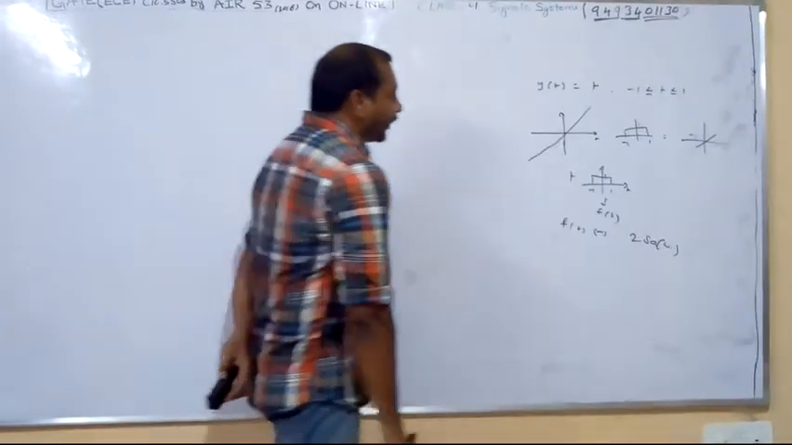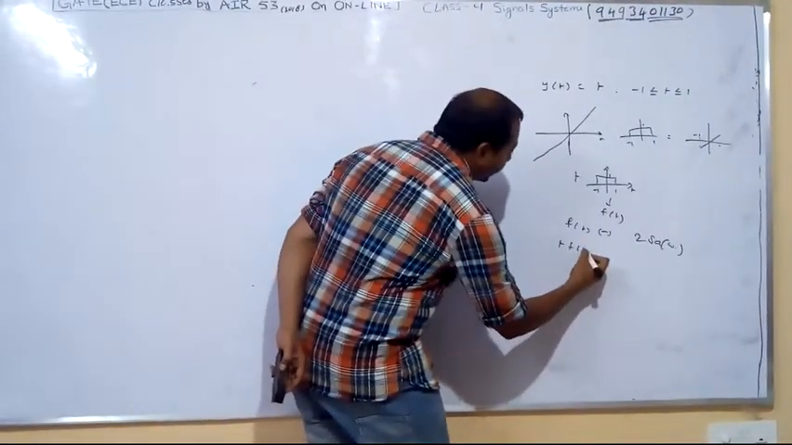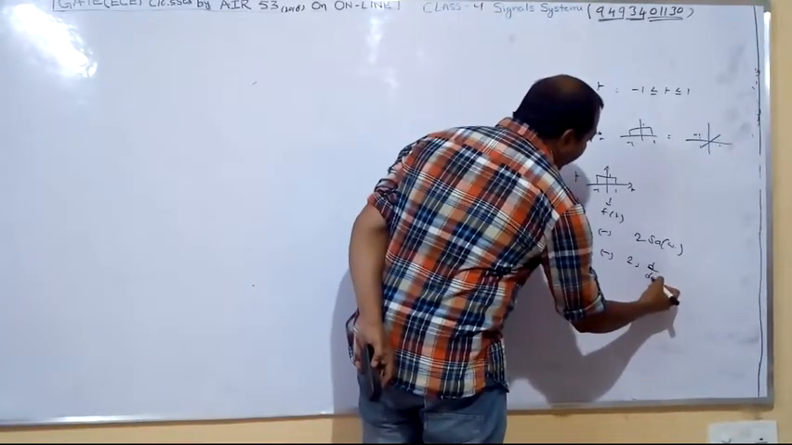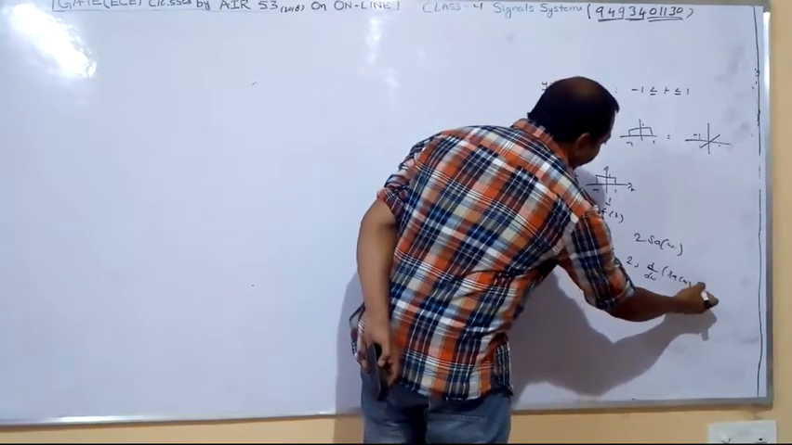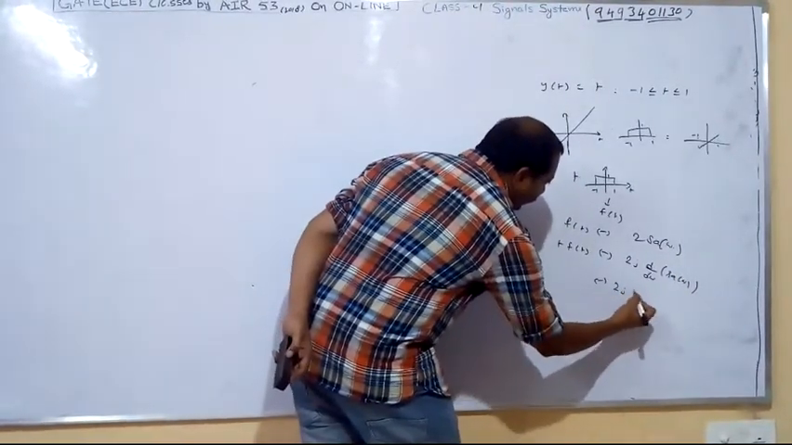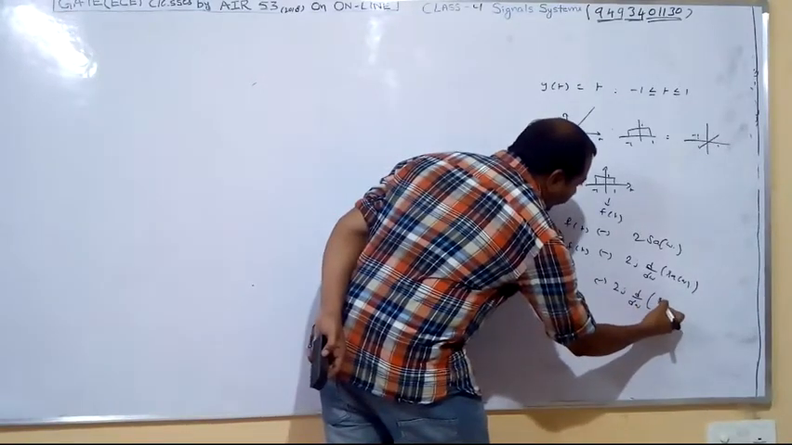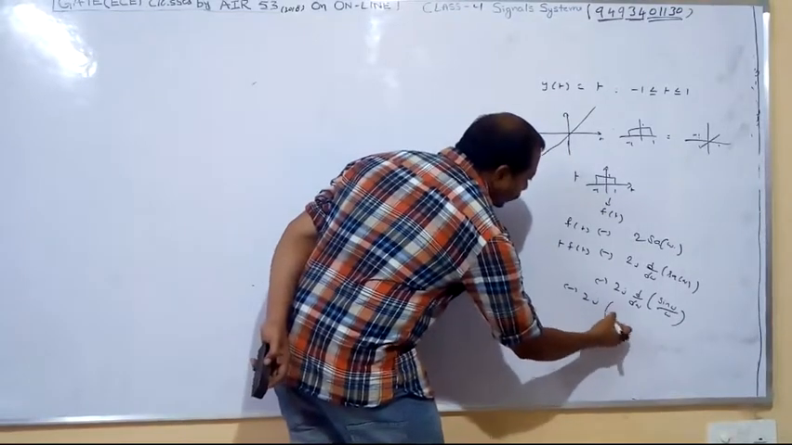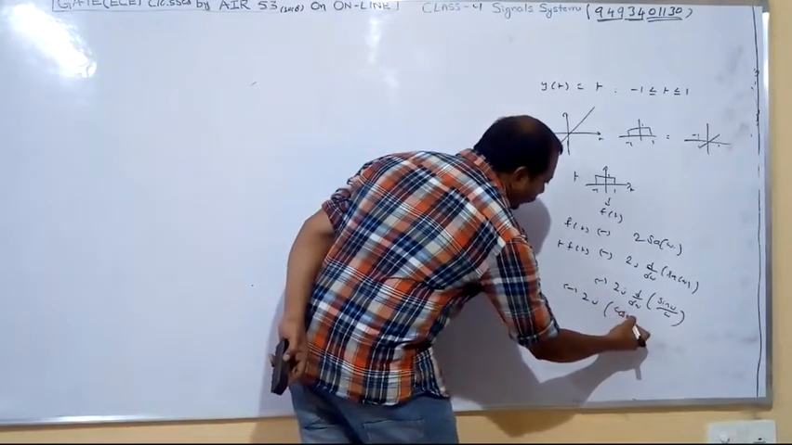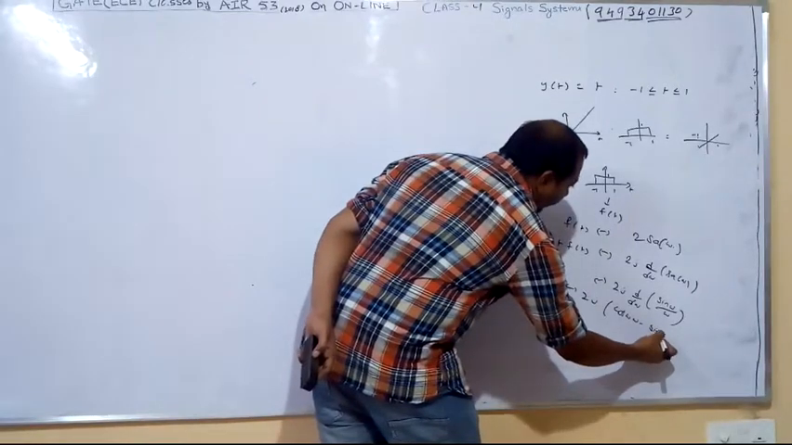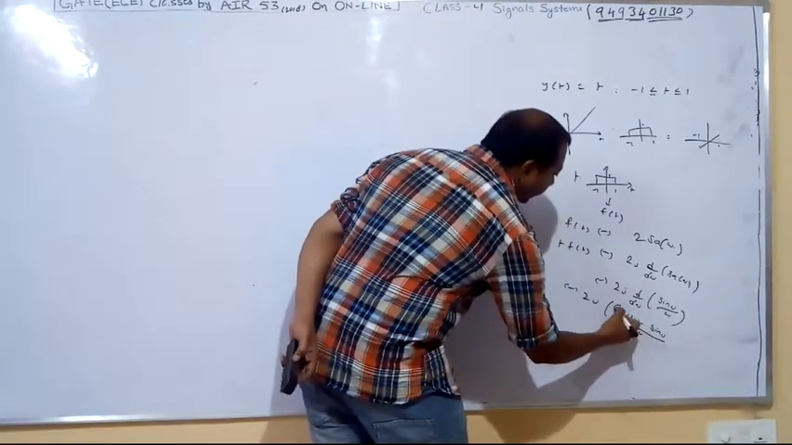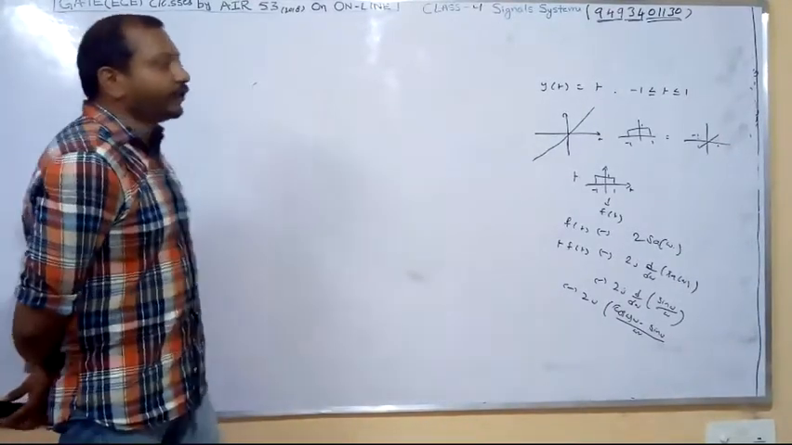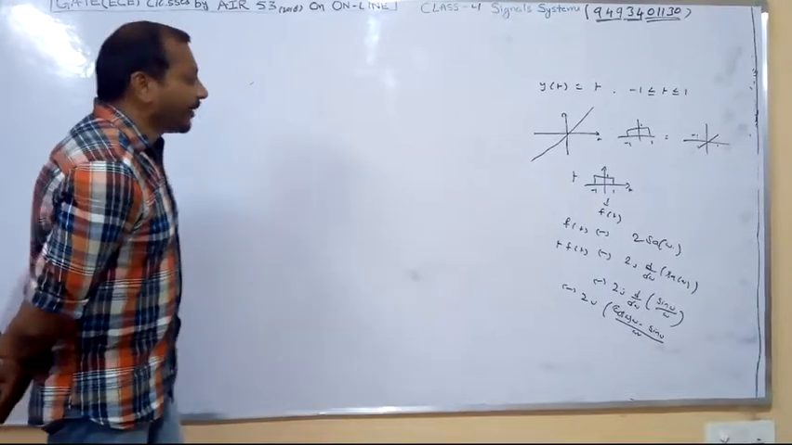But we require the Fourier transform of t into f of t. The corresponding Fourier transform of t into f of t is equal to 2j into d by d omega of sampling of omega. This can be represented as 2j into d by d omega of sin omega divided by omega. The corresponding result is 2j into (omega cos omega minus sin omega) divided by omega square. This is the corresponding Fourier transform of the given signal y of t equal to t, which is from minus 1 to 1.